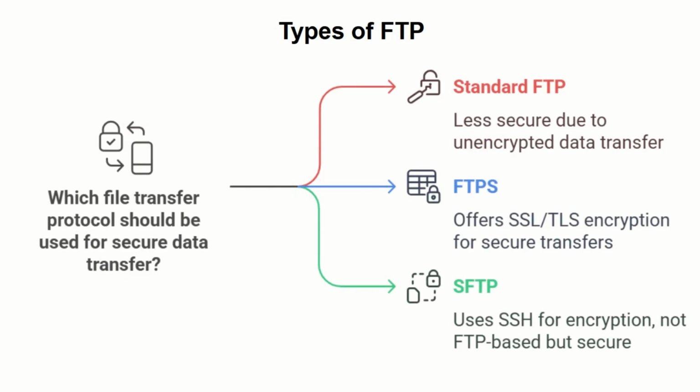We have some types under FTP. First, standard FTP, where data and control messages are sent unencrypted, making it less secure. Then we have FTPS, FTP Secure, an extension to FTP which supports SSL/TLS encryption, securing the connection. Then we have SSH File Transfer Protocol, a secure version of file transfer using SSH for encryption, not related to FTP in protocol terms, but often compared.